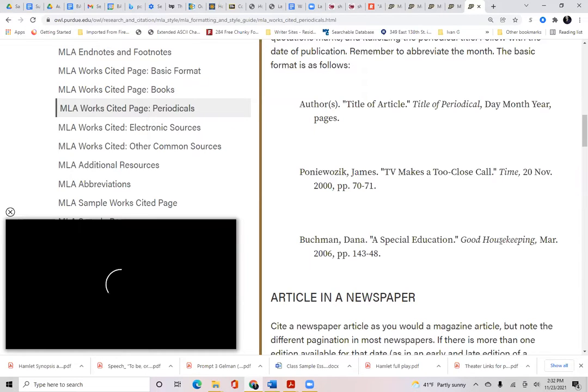The difference here is that Good Housekeeping does not have a day of the week. It only has a month and a year, right? This one has it, right? So if it doesn't have it, you don't include it. Same thing if there was no author for the article: you just do the title, and you begin with just the title of the article.